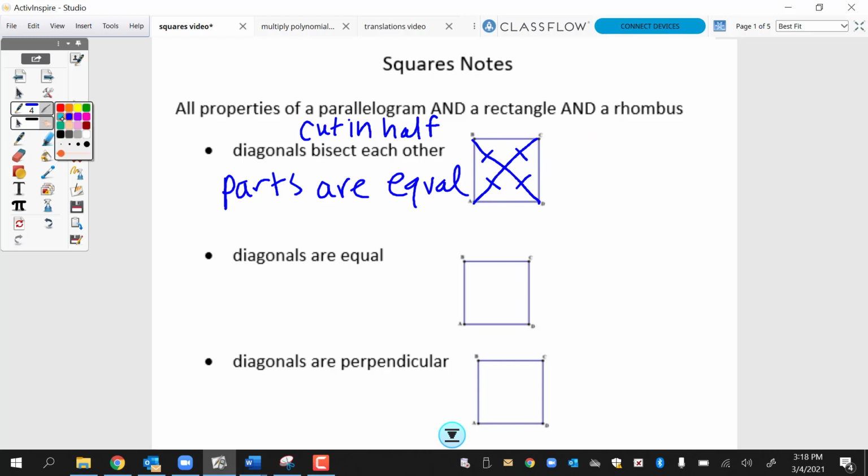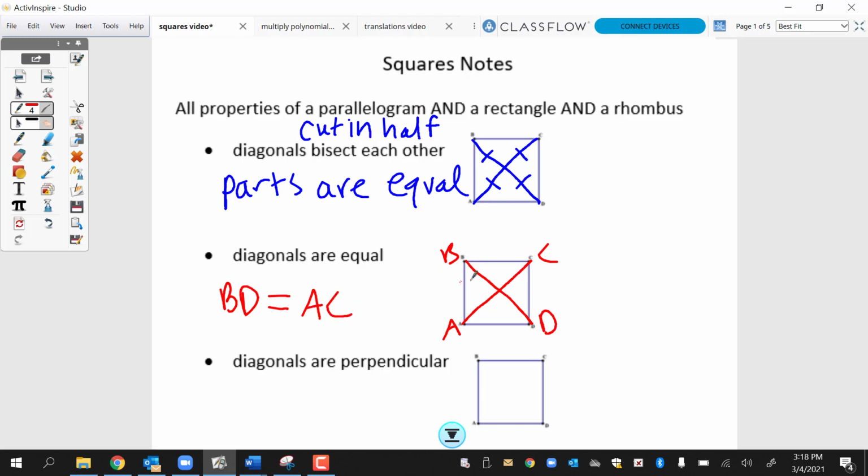We also know, what else do we know? That the diagonals themselves are equal. So the whole line and this whole line are equal. So if you can't see, the letters are A, B, C, and D. That's from a rectangle. That was the same one in rectangle. So we know that BD is equal to AC. So if they give you the two diagonals, you set them equal, you solve for x. What else do we know?